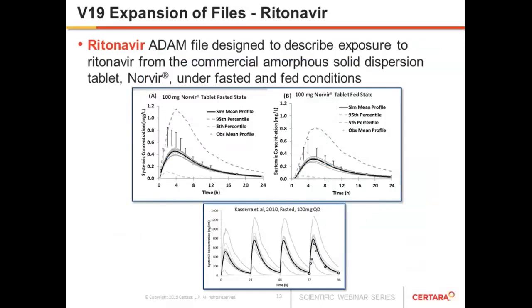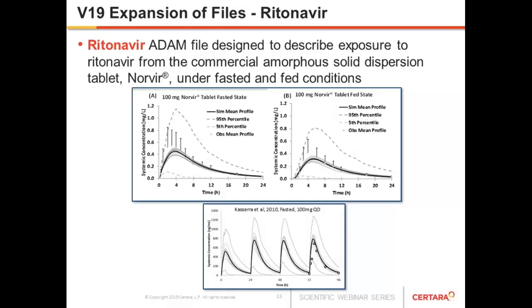Another file that we've looked to expand for version 19, looking at the mechanistic absorption, was Ritonavir. And this has been specifically designed to incorporate an ADAM-only file, so that the default file you will see in the simulator in version 19 uses the ADAM absorption properties, and the parameters are all available there that have been fully verified. And this file was designed to describe the exposure of Ritonavir from the commercial amorphous solid dispersion tablet Norvir, and it can be used in both the fasted and fed conditions.